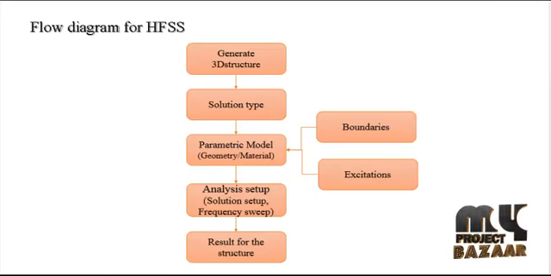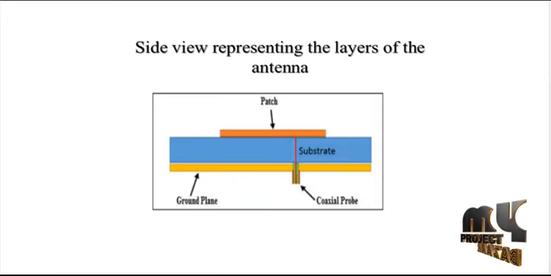The next step is the proposed design of the antenna. This is the side view representing the layers of the antenna: first the substrate, then the ground plane, coaxial probe, and then the patch of the antenna. So this is the patch, substrate, ground plane, and coaxial probe. This is the overall view, the side view representation of the layers of the antenna.